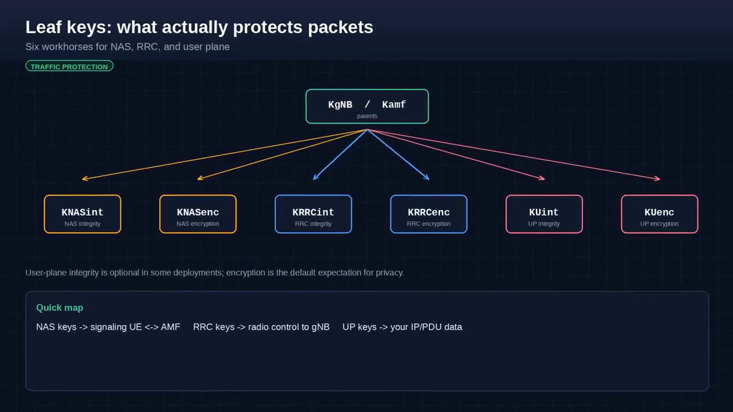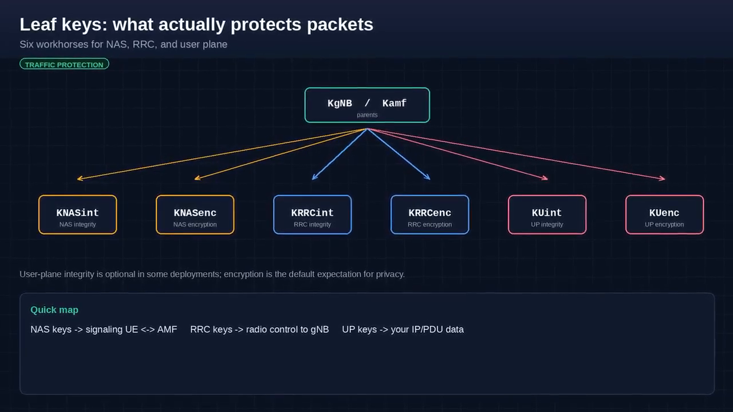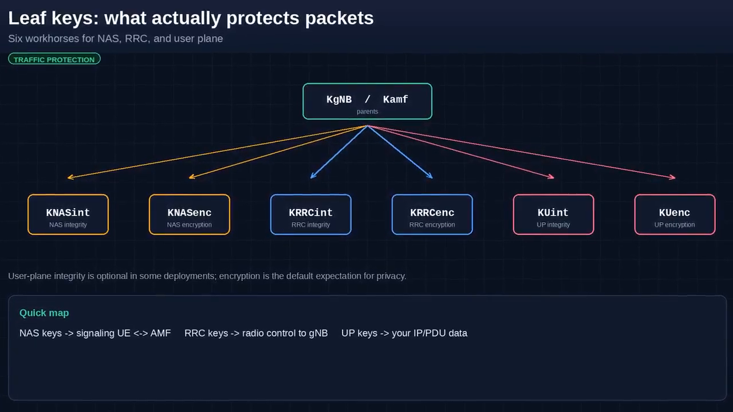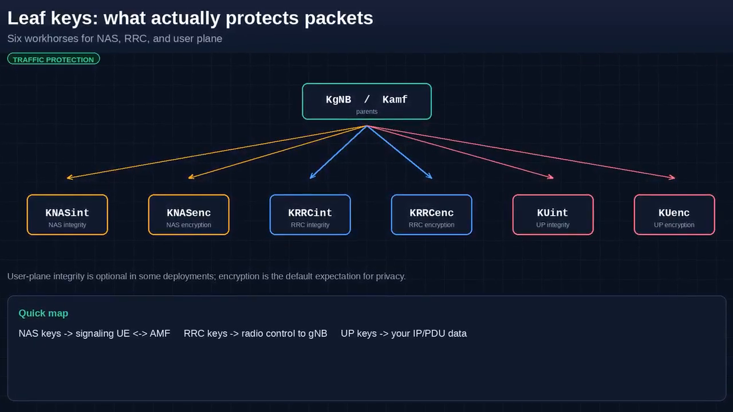At the bottom of the hierarchy, the keys finally touch packets. Six names show up again and again in TS 33.501, and they pair into three planes. From KAMF, you get the NAS pair, KNASint for integrity and KNASenc for encryption. These protect mobility and session-management signaling between the UE and the AMF, registration updates, PDU session setup, and similar control.